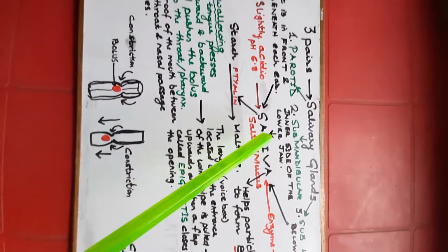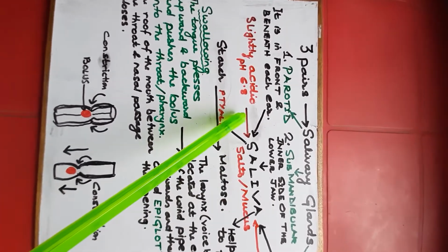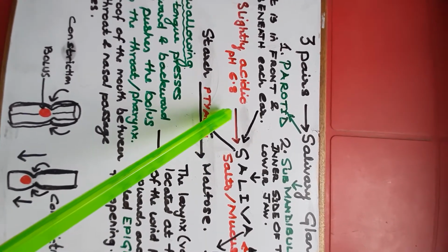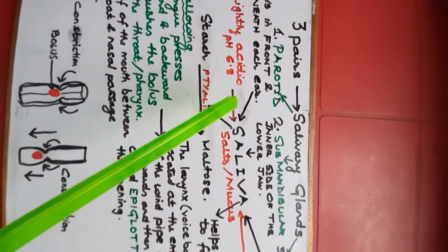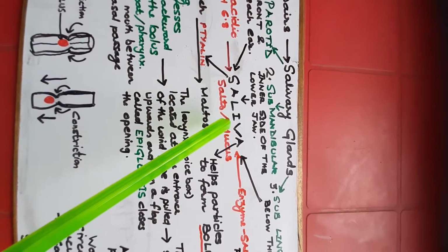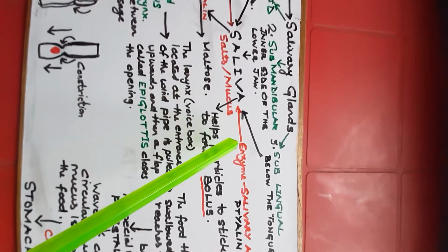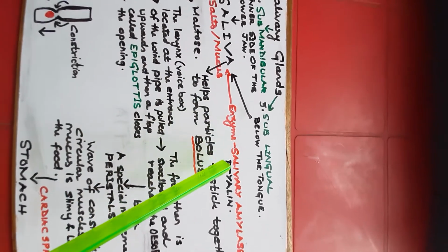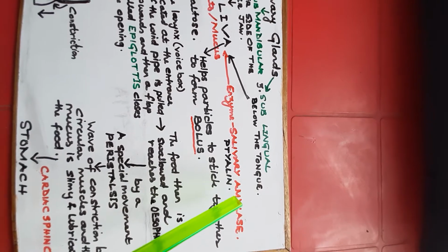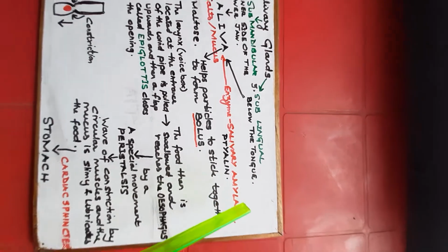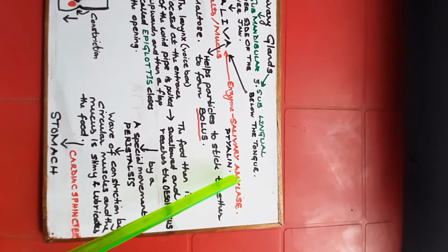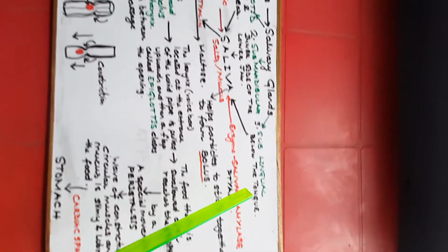The saliva is slightly acidic. The pH of saliva is 6.8. It has salts and mucus dissolved in it. And most importantly, it even has an enzyme. That enzyme is called salivary amylase, also called ptyalin.